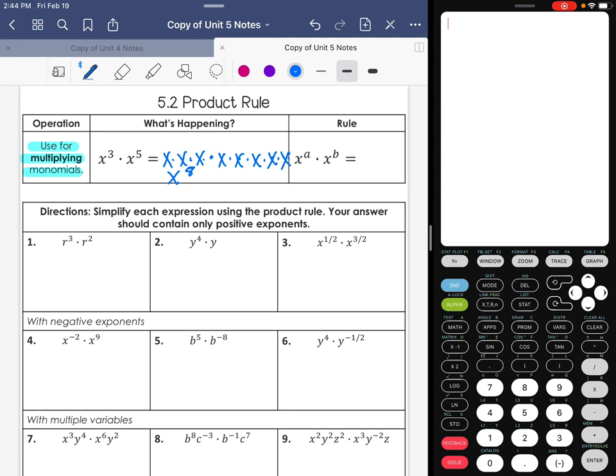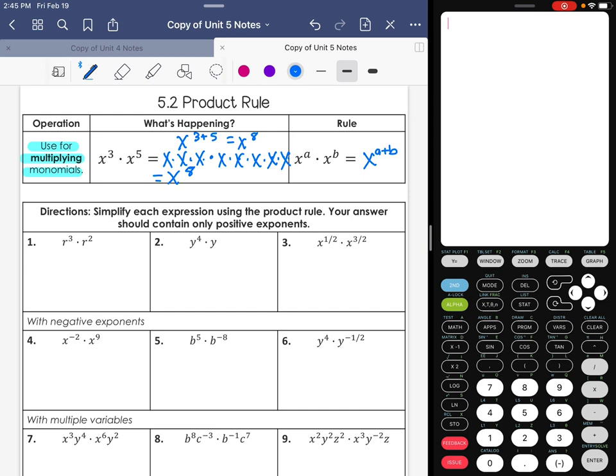Well, the product rule says, instead of going through all of that, we could have just done x to the 3 plus 5 power and gotten x to the 8th power instead of writing out all of these x's. So the rule is if you have x to the a times x to the b, then you have x to the a plus b power.